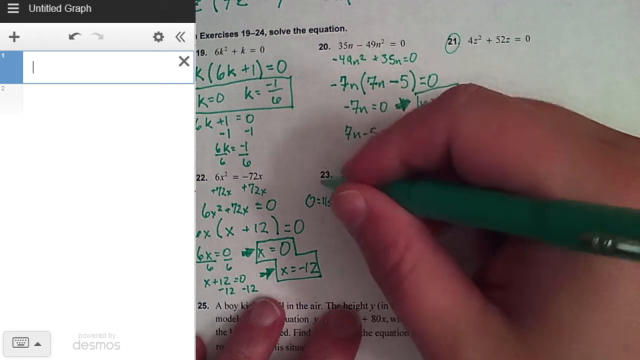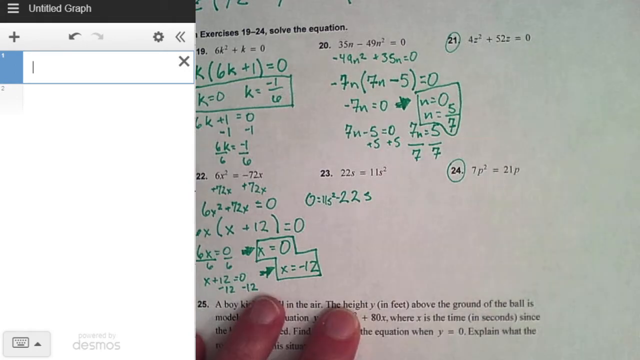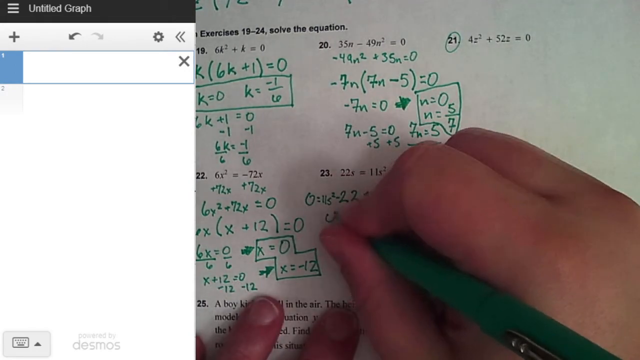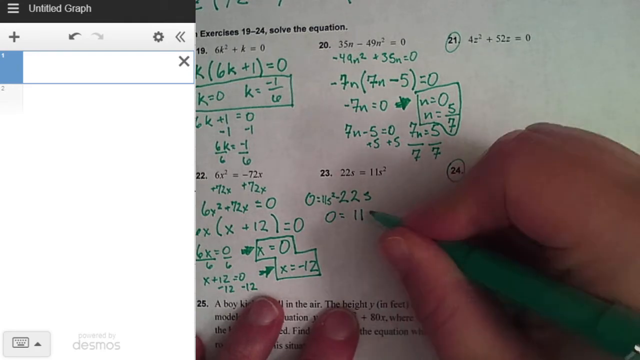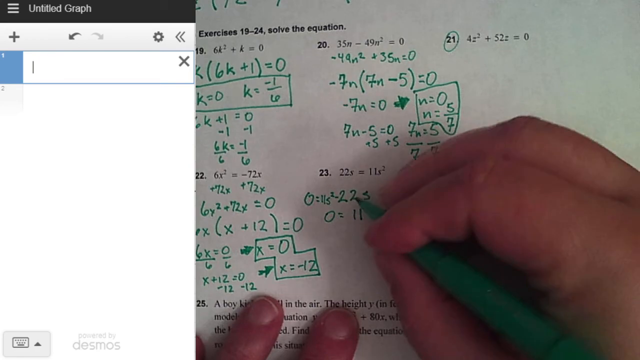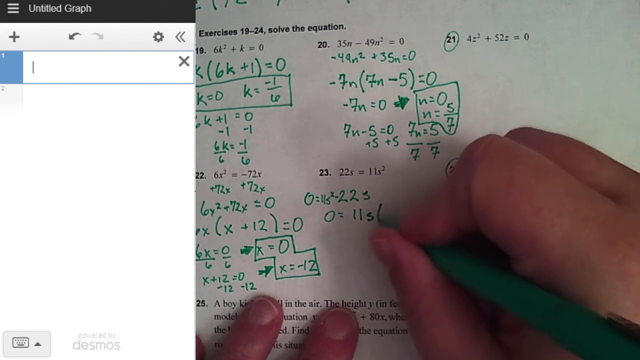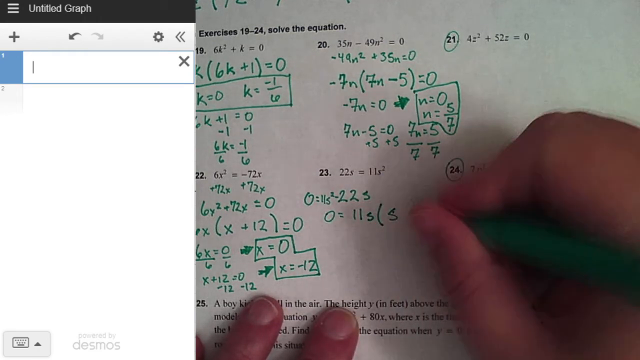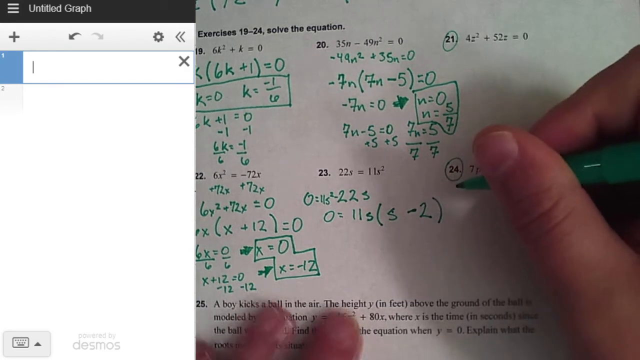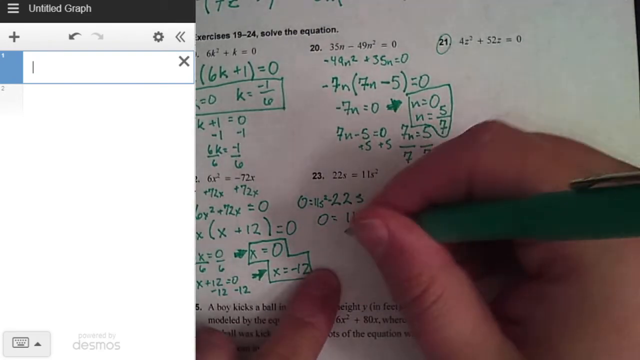So what I notice is I have 11s squared and a negative 22s. The biggest value that I can factor out of both is 11, since 11 goes into 11 and 22. And then an s goes into s squared and s. So then 11s times s is 11s squared. 11s times a negative 2 is a negative 22s. So if we multiplied those, we get the original.